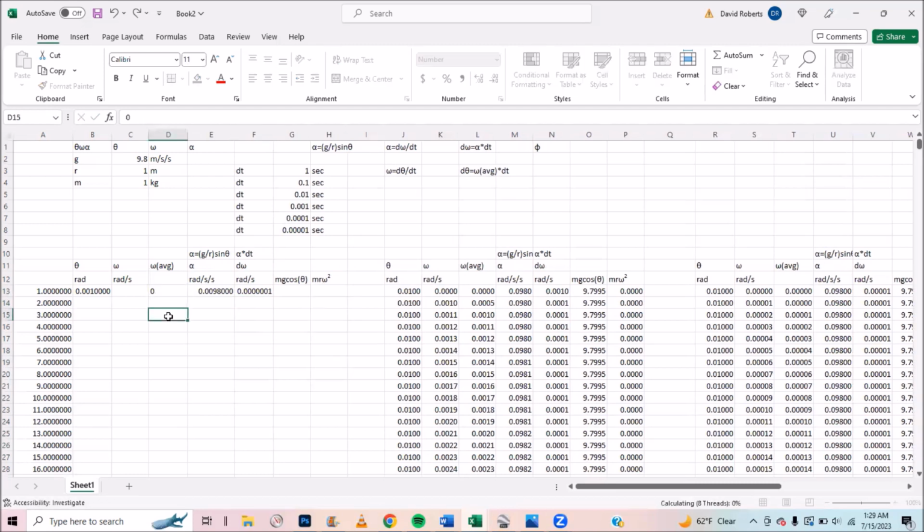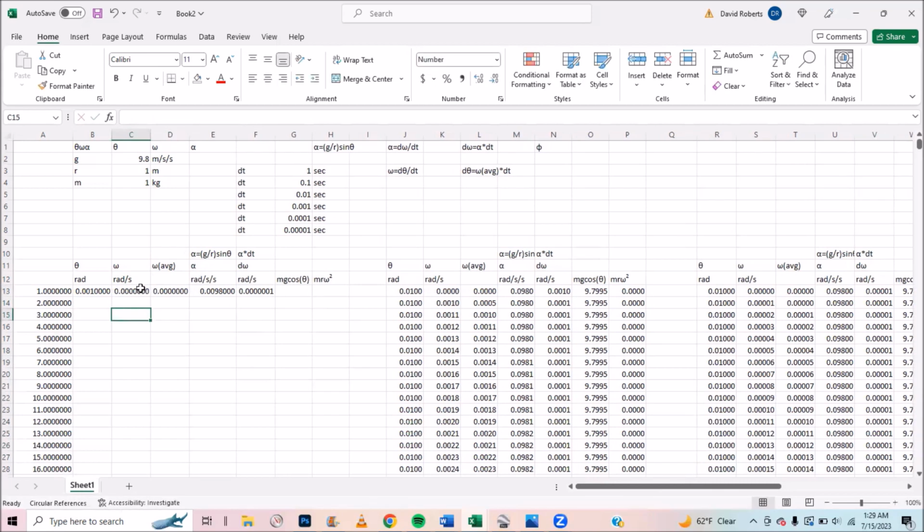Okay, now guess what? This is 0. Our original velocity is 0. Type it in. But now our new velocity is our original velocity plus this dw, the change in velocity. Okay, but what's our average velocity? Well, that's going to be this one plus this one, parentheses, divided by 2. All right, we're on a roll. But now the other tricky part. So now what's our change in angle?